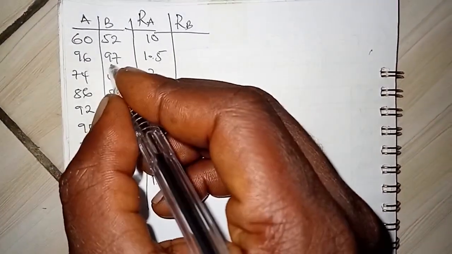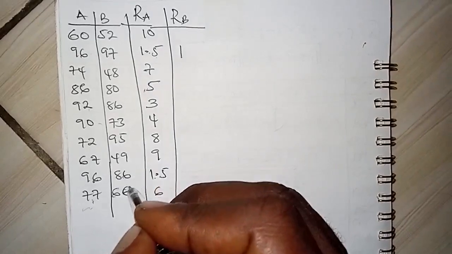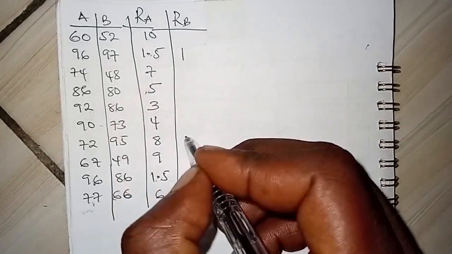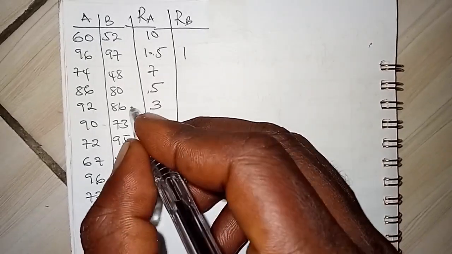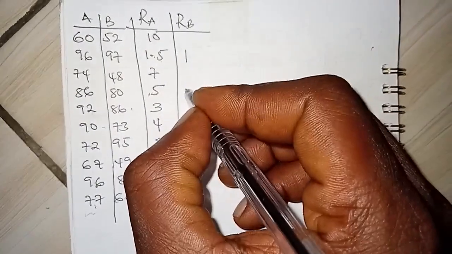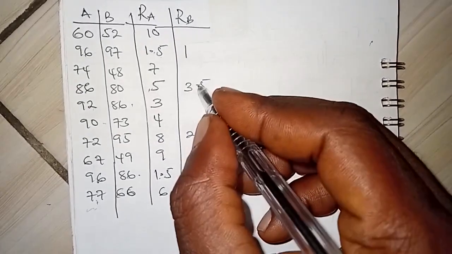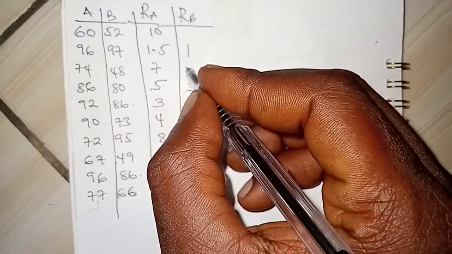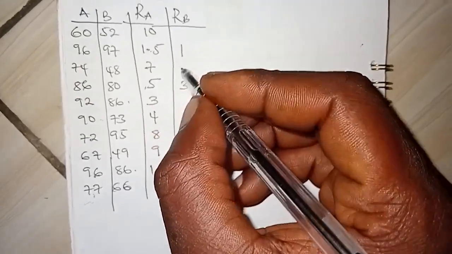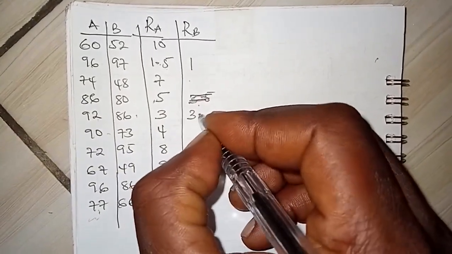The next one is to rank B. The highest for B is 97. We give it 1. The next one there is 95. We give it 2. The next one there is 86, and 86 occurs twice, so we say 3.5, 3.5. So it means this is 3, this is 4. Our next ranking will start from 5. Sorry, the 3.5 is actually on 86.